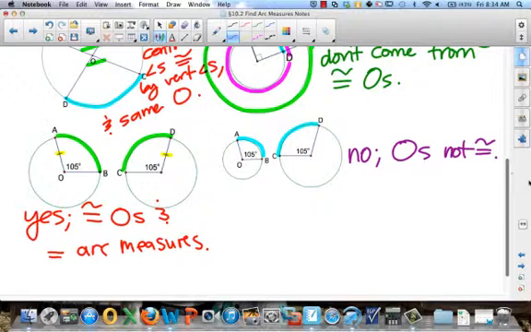I have a question. I don't know if you already asked this, but if they look the same, they are the same, like with the circles? If they look the same size, they are the same size? No, they have to have congruent marks in order to assume that they're the same size.